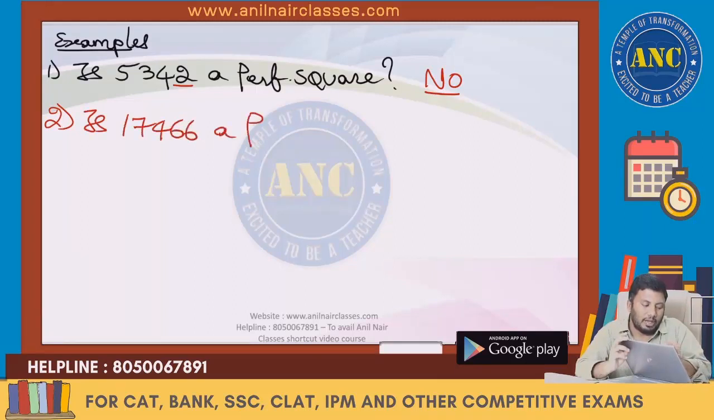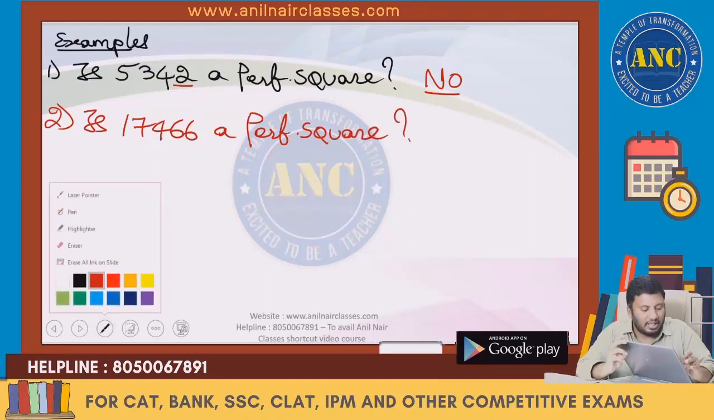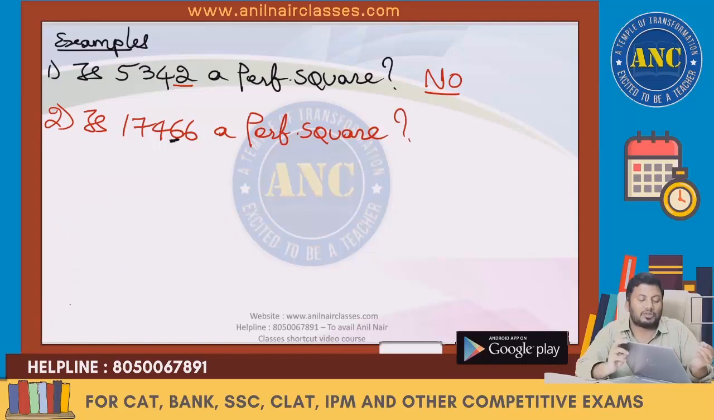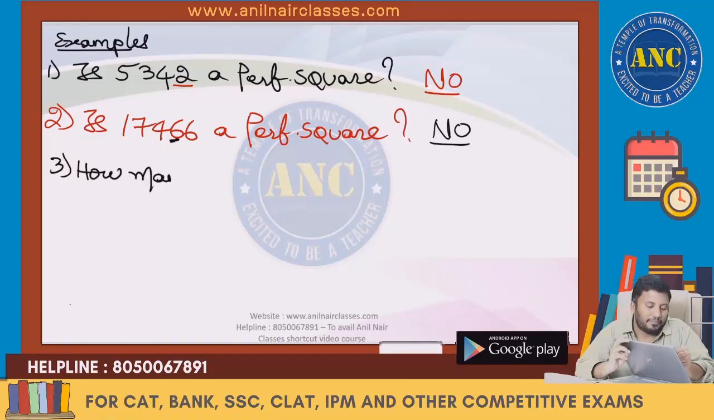Is 17466 a perfect square? It is ending with 6. Any perfect square ending with 6 has an odd number in the tens place.